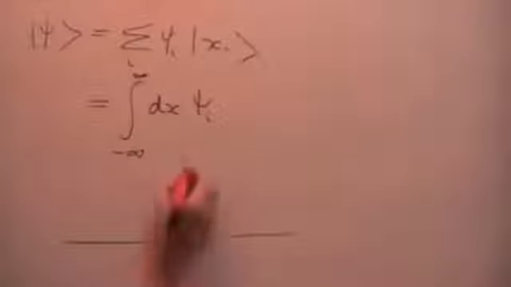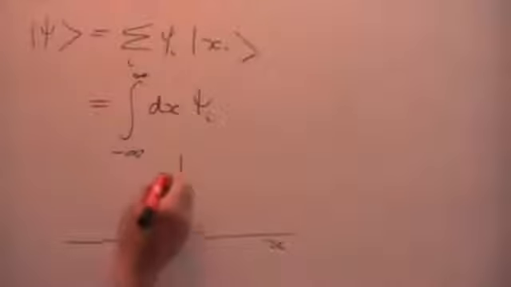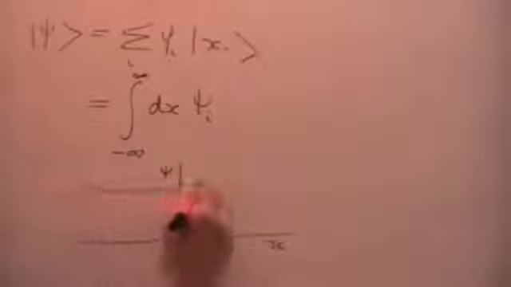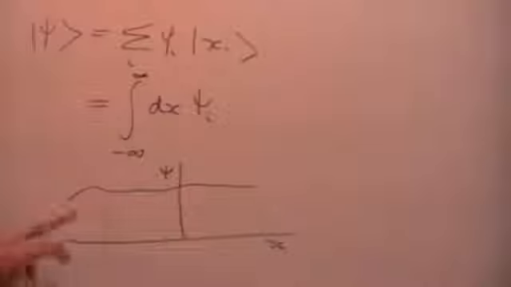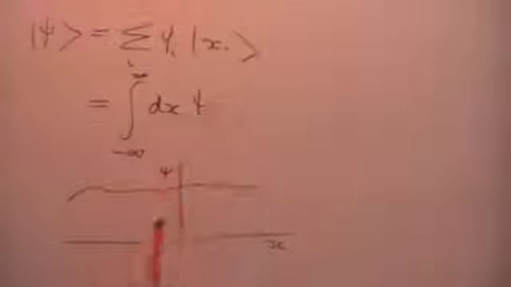And remember, we said that along this line, this is essentially the x-axis with all the possible values of x that the electron could be at. And this is the psi axis, and we said there was a probability amplitude associated with each point on the x-axis. And what this integral does is it integrates right the way through for all values of psi according to the x-axis.